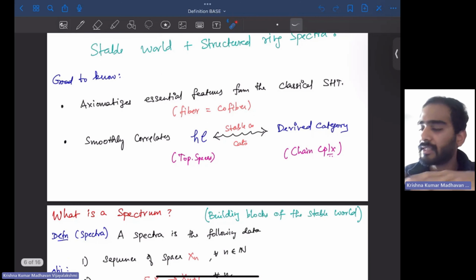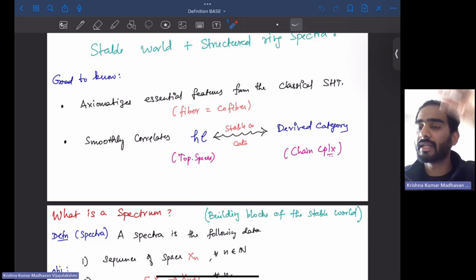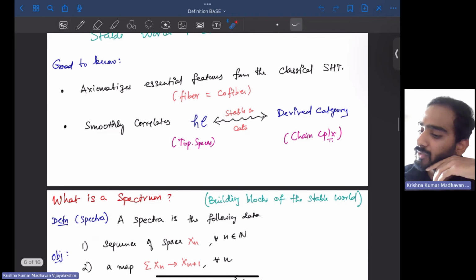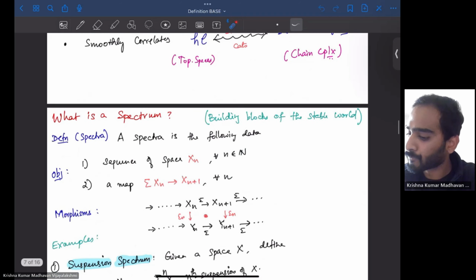What the stable world, the infinity version of the stable world, does is it axiomatizes the classical stable homotopy theory. In particular, we use this strong criterion that every pullback is also a pushout, so every fiber is also a cofiber. We impose this condition. Having a notion of stable infinity category is a very good way of smoothly correlating between topological spaces and chain complexes, right?